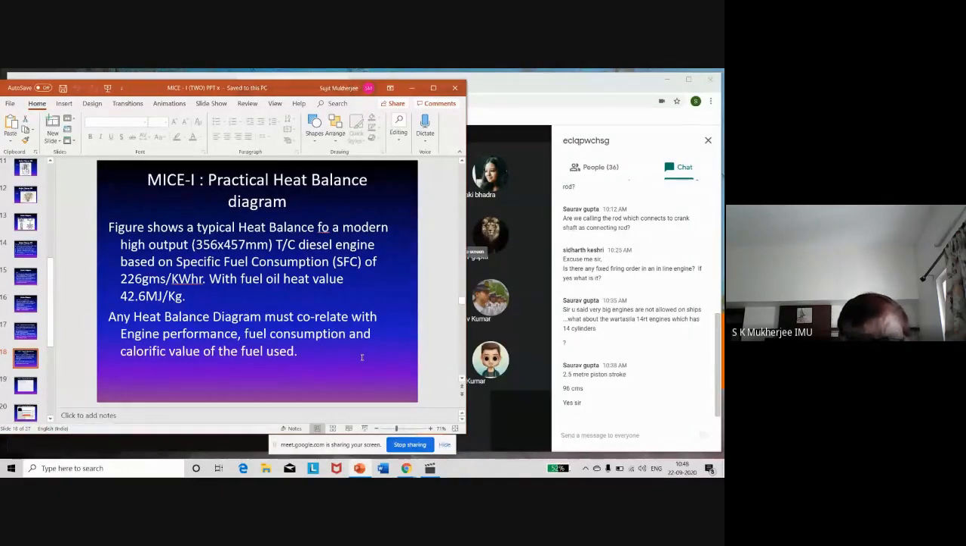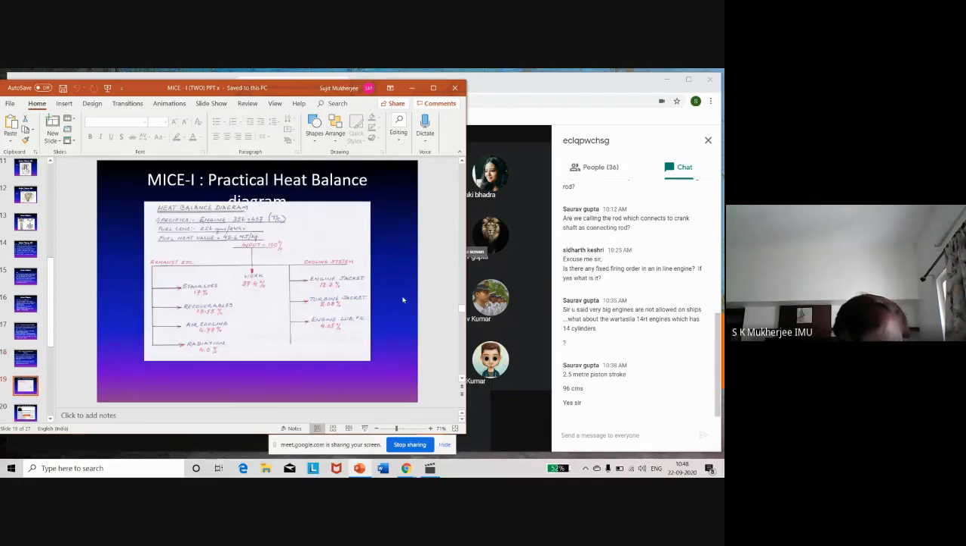Now, I have made out a heat balance diagram, which is from a technical paper from the Institute of Marine Engineers. So they have actually taken the values from the engine and presented it in a more authentic means. Now, here is that diagram which I have made and scanned. Let me make it bigger.